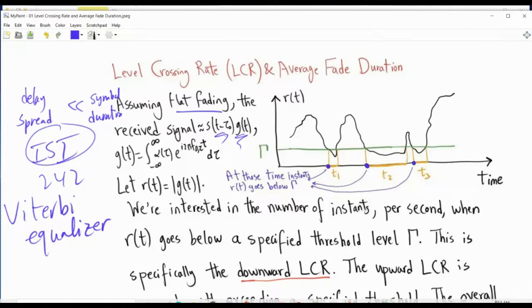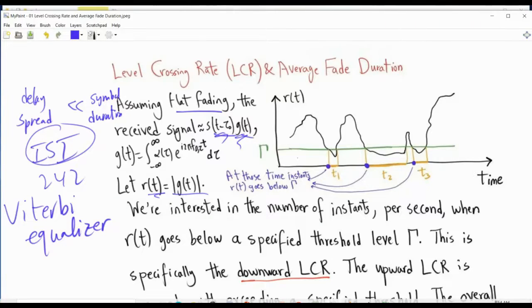Now basically the received signal model is a symbol times a channel. Let's take the channel's magnitude. So R of t is the magnitude of the complex channel gain, and it changes over time due to mobility: mobility of the transmitter, of the receiver, of the scatterers in the environment. If you plot the magnitude of the channel gain as a function of time, sometimes it's high, sometimes it's low.